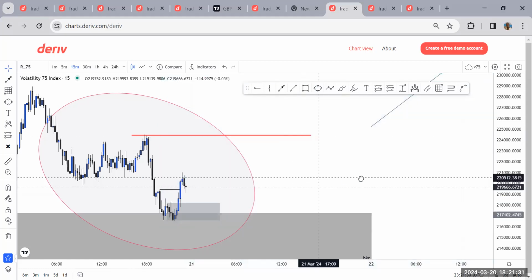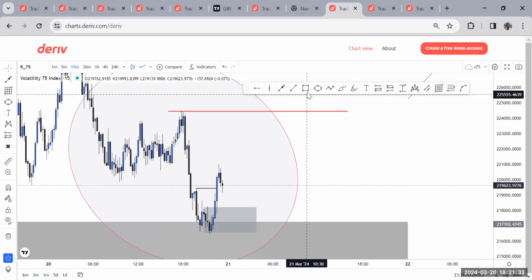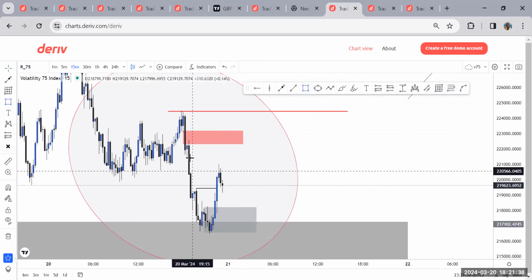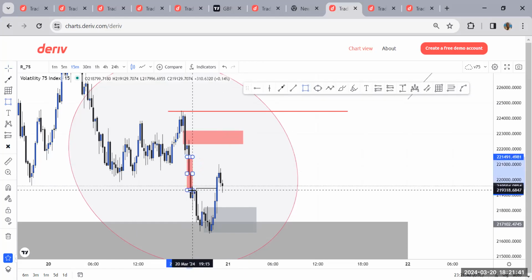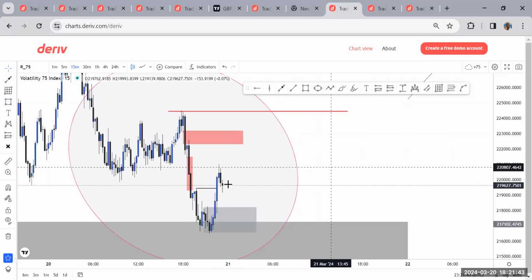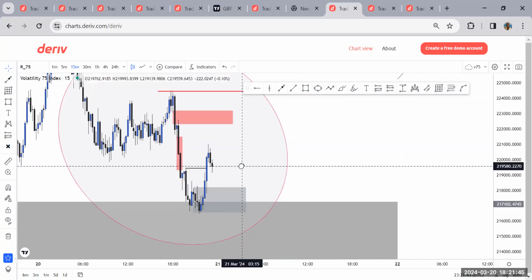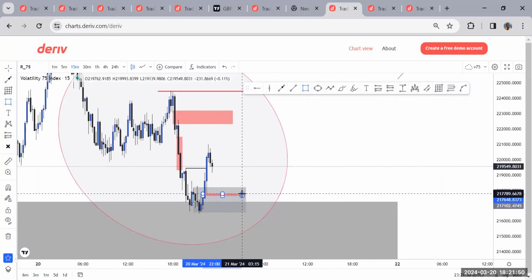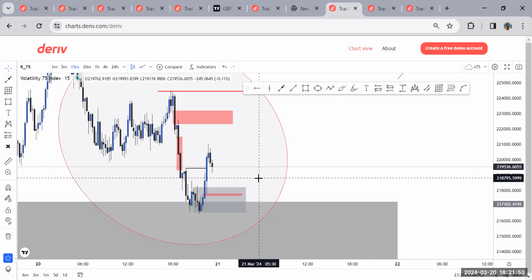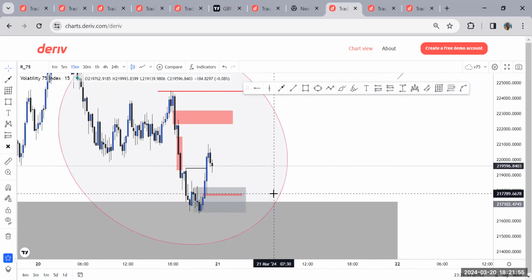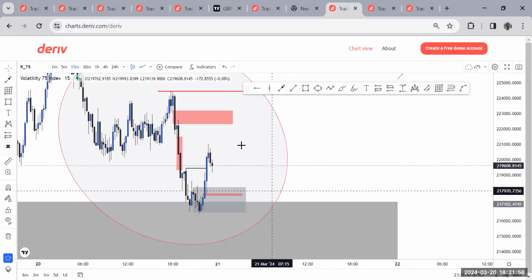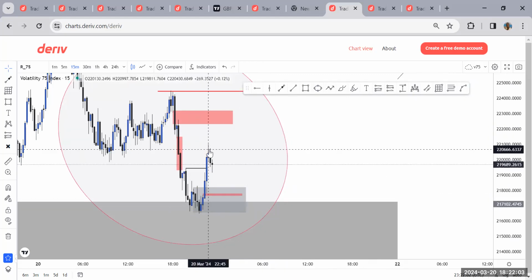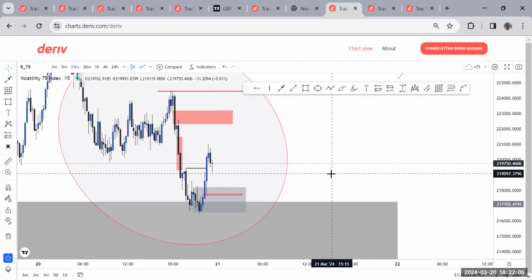So let me delete this one. We have a fair value gap here that can attract price to the upside. You have this imbalance here, which price seems to be balancing to the upside. And when we look below here, the only fair value gap we have is this tiny fair value gap. So why don't we consider the internal market structure shift? Right now we are bullish. 15 minutes has turned bullish. So we follow.